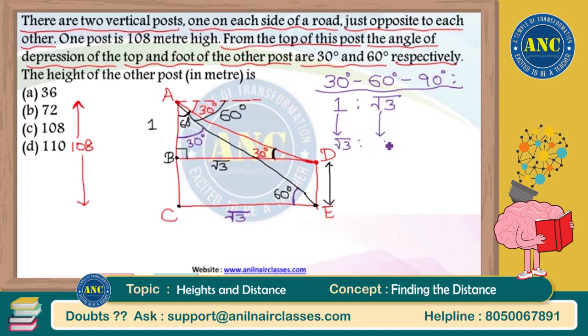Root 3 should also become 3, because 1 into root 3 is root 3, and root 3 into root 3 is 3. That means opposite to 30, if it is root 3 in the bigger triangle, opposite to 60 should be 3. Opposite to 60 means AC, which they are referring to. AC entire value should be 3 units according to ratio, but according to the question it is 108. 3 should become 108. 3 into which number is 108? 3 into 36 is 108.